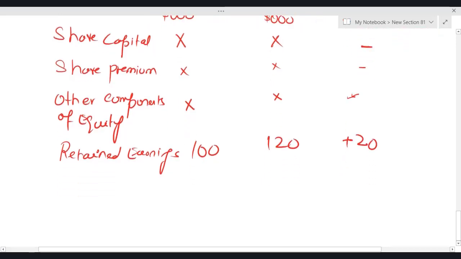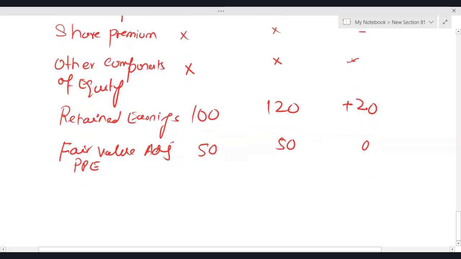Okay, now another possibility, that is fair value adjustment. Most of the time you will have this fair value adjustment. Assuming we are having a fair value adjustment in property, plant and equipment. I'm just putting the values. Let's say 50, 50, 0. Since there's a fair value adjustment in property, plant and equipment, we have to calculate additional depreciation on fair value adjustment. And that additional depreciation will be deducted from here, assuming it is 10.